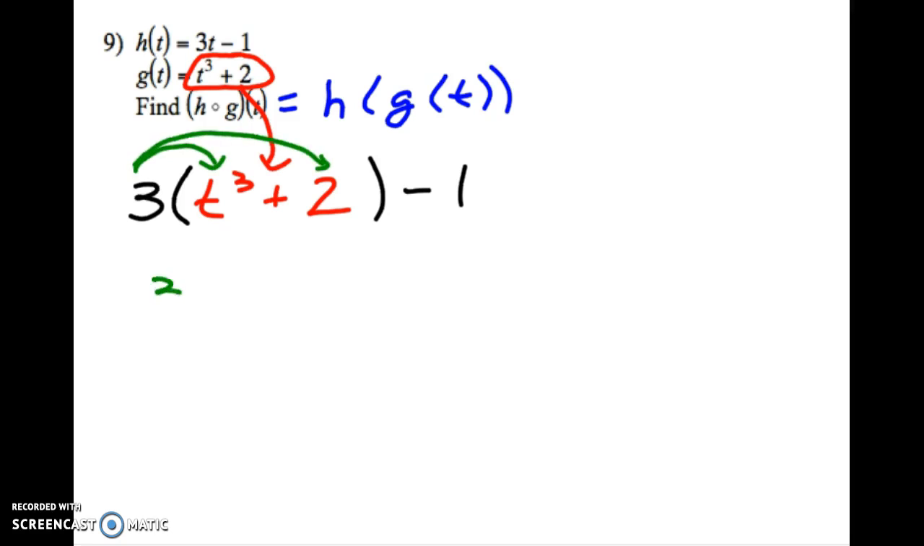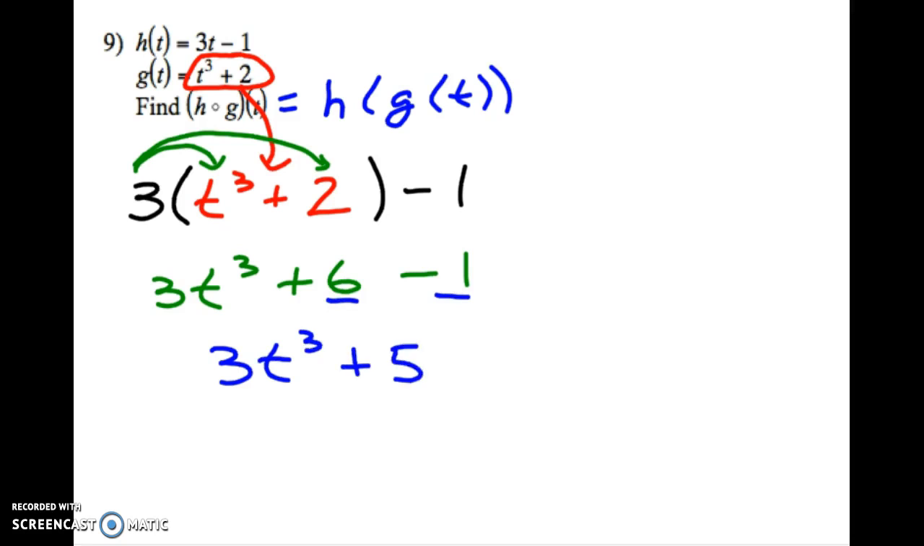At this point, we distribute. We start to clean it up. We got the 3t cubed. The plus 6 and the minus 1 should give us a positive 5. And that will be our answer for this one.